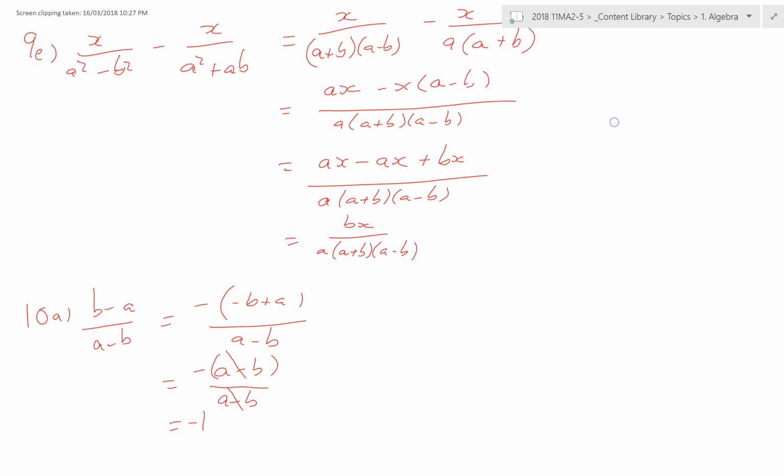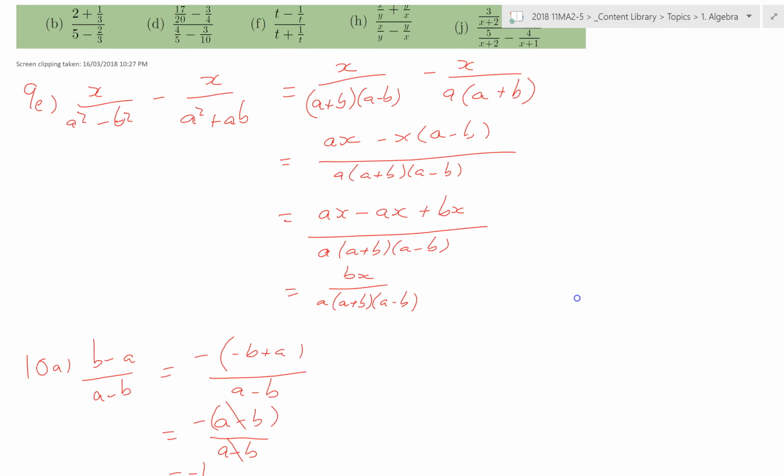So there you go. You know that the nature of simplifying these things is always that you need to cancel. Right, you need to factorise and cancel.